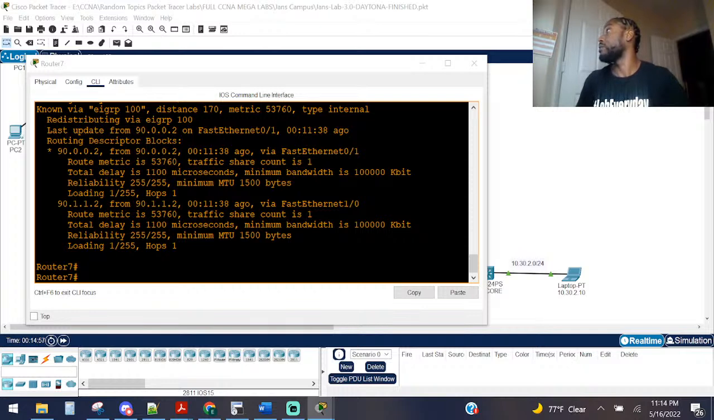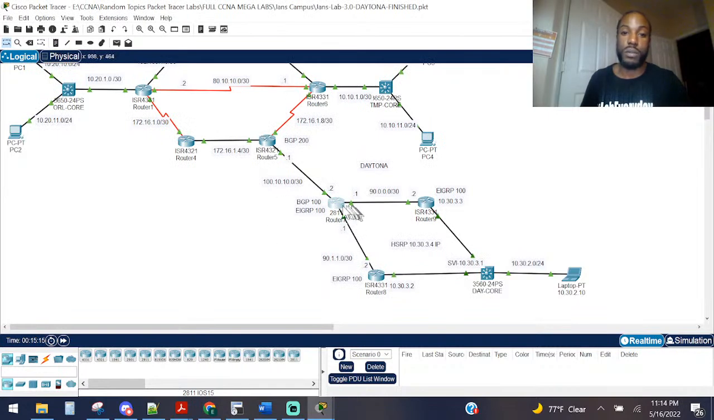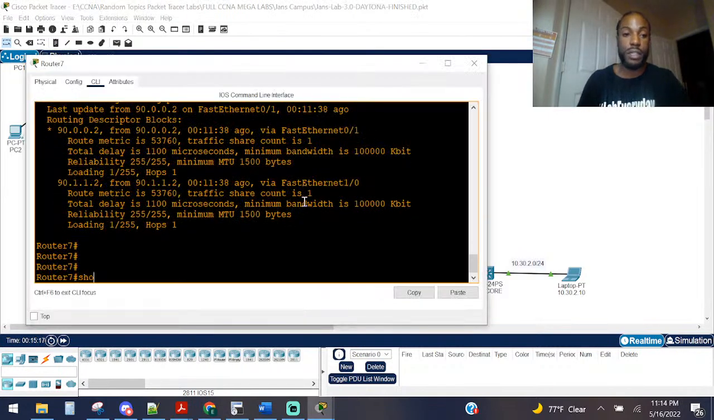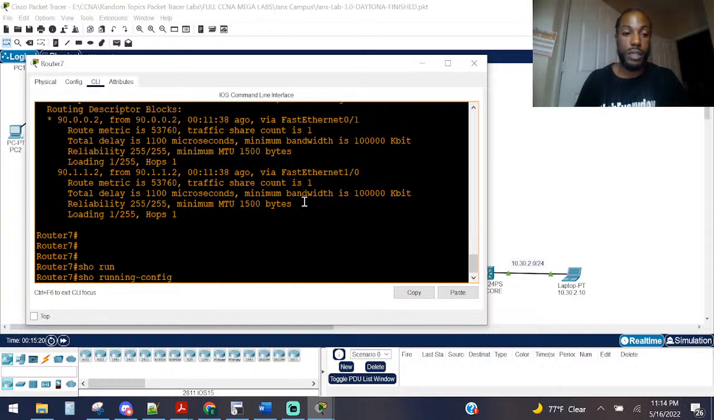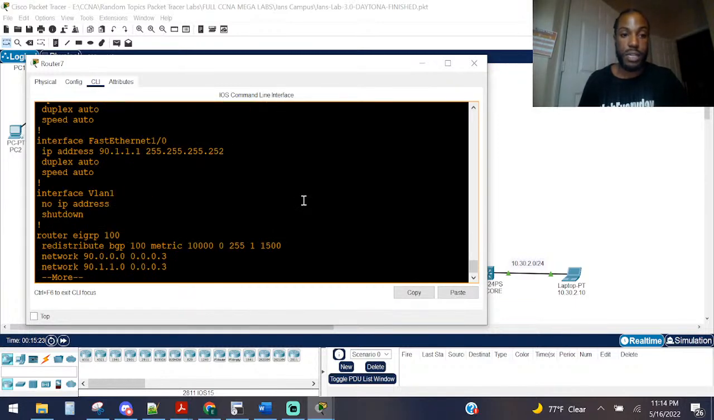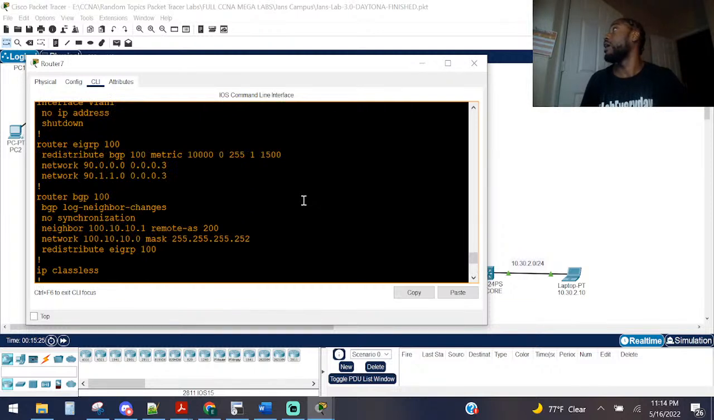Enable, show IP route, or show run. I'm going to look at when I'm redistributing BGP. It looked like I needed to put some metrics in there on router 7. So that was the non-working one, and this is the working one. Let's look at the BGP. Show run. Put some metrics in that. Let's see. Yep, same exact way I configured it.